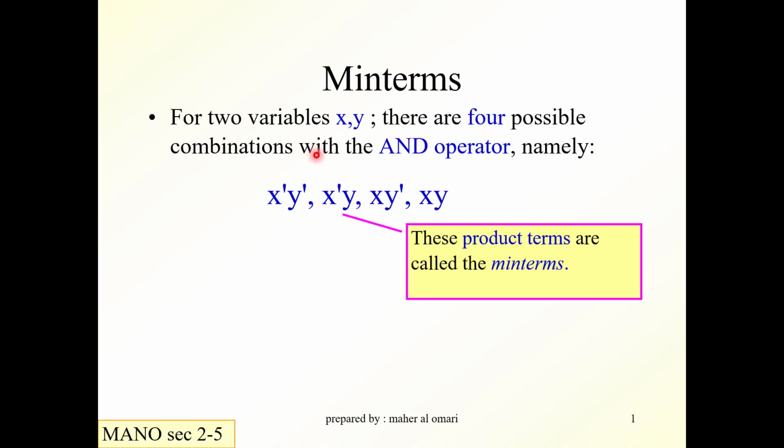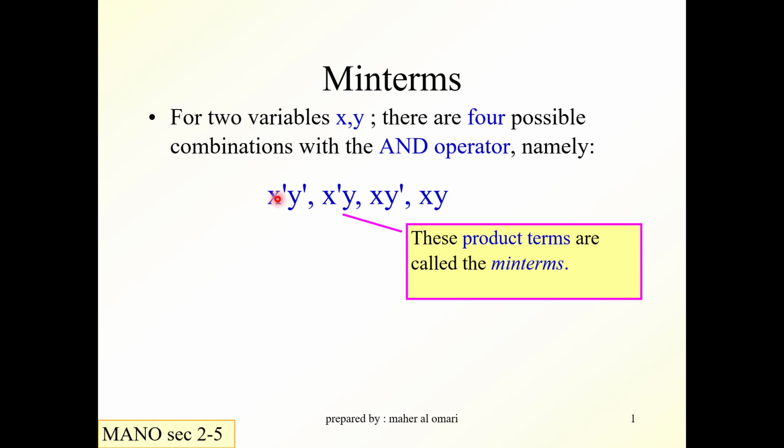Minterms. If we have two logic variables, x and y, then there are four possible combinations with the AND operation, namely x bar y bar, x bar y, x y bar, x y. Each of these product terms is called a minterm.